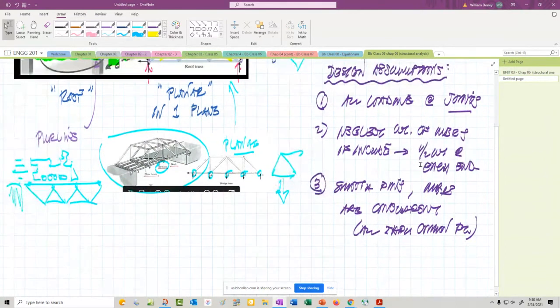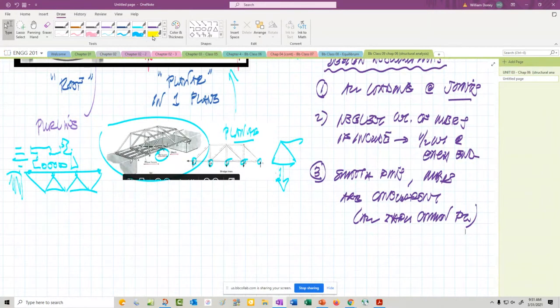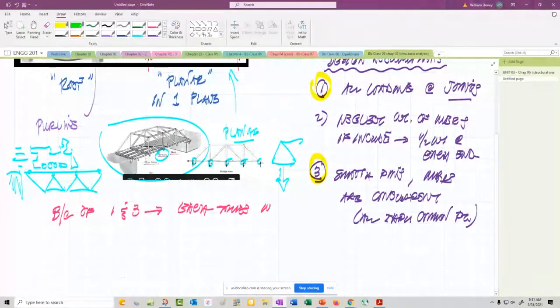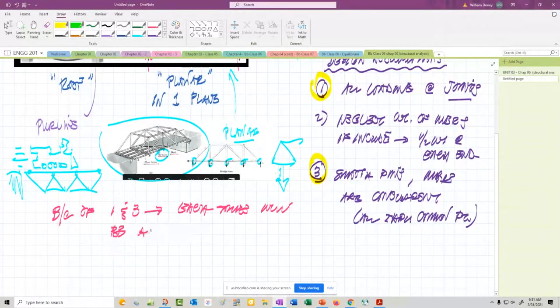All right, and because of those two assumptions, well, three, but the two are the main ones. These are the two big ones. Because of those, because of one and three, each truss, this is really important, each truss will be a two-force member. And I'm going to explain that on the next page. Two-force member.